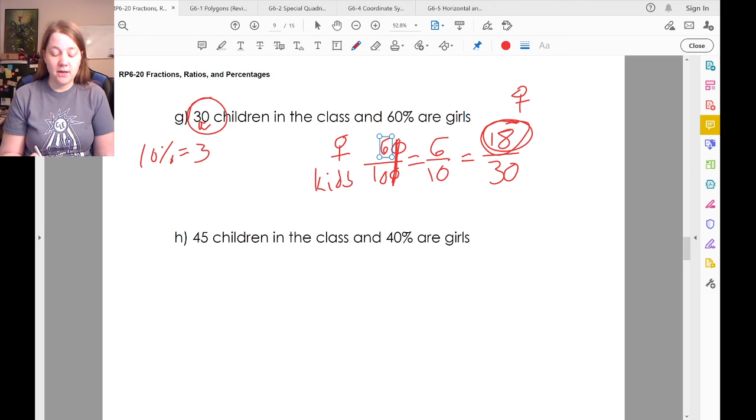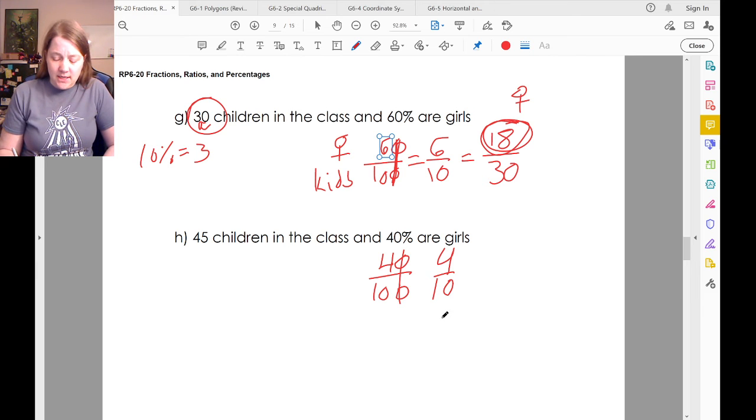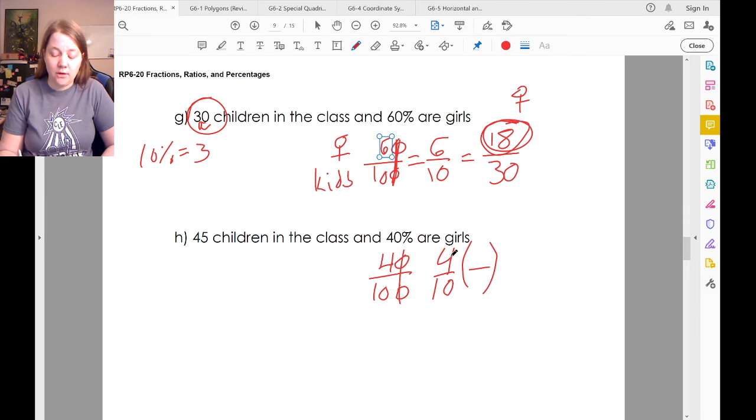If there are 45 children in the class and 40% of them are girls, again, 40% is the same as 40 over 100. It's a big number to deal with. I'm going to simplify that down to 4 over 10. But the problem is I want to change 10 into 45. 10 doesn't change into 45. So I'm going to see if I can simplify this even more.